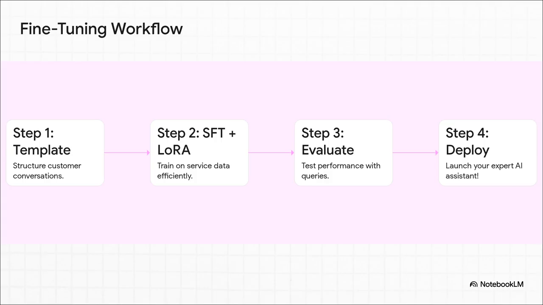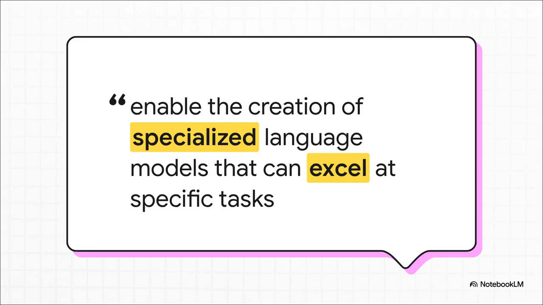Step 3. We evaluate its performance, hitting it with a bunch of test questions. And once it passes with flying colors, Step 4. We deploy our expert AI assistant. And this right here really gets to the heart of it all. The real power isn't in any one of these tools by itself, it's in how they all work together. It's this combination that lets us create expert AIs that are amazing at their jobs, but are also practical and efficient to build. That's the real magic of the fine-tuning toolkit.